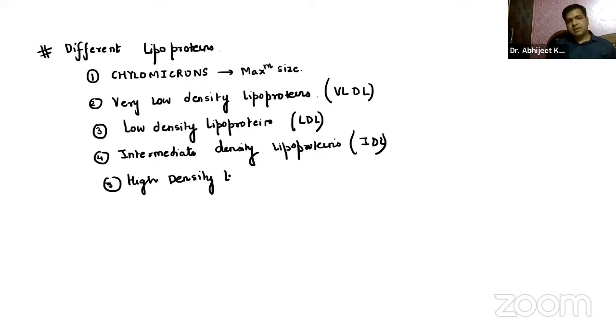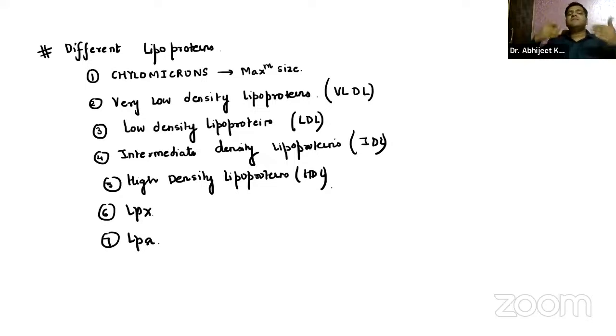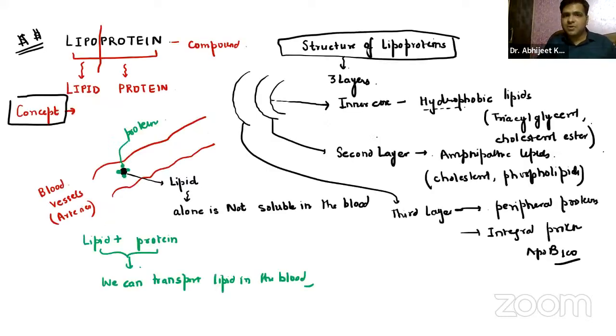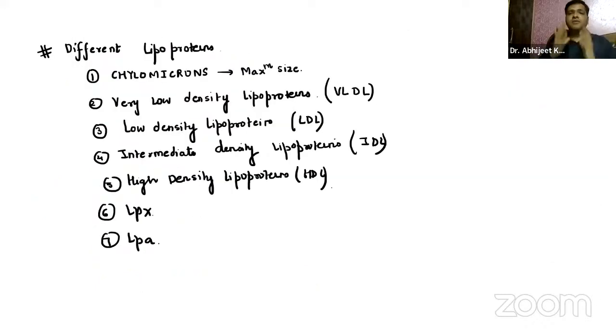High density lipoproteins, this is called HDL. And we also have lipoprotein X and lipoprotein A. So these are the different types of lipoproteins. We have already discussed the concept, why they are important, and the structure of a lipoprotein, and coming on to the different types of lipoproteins.